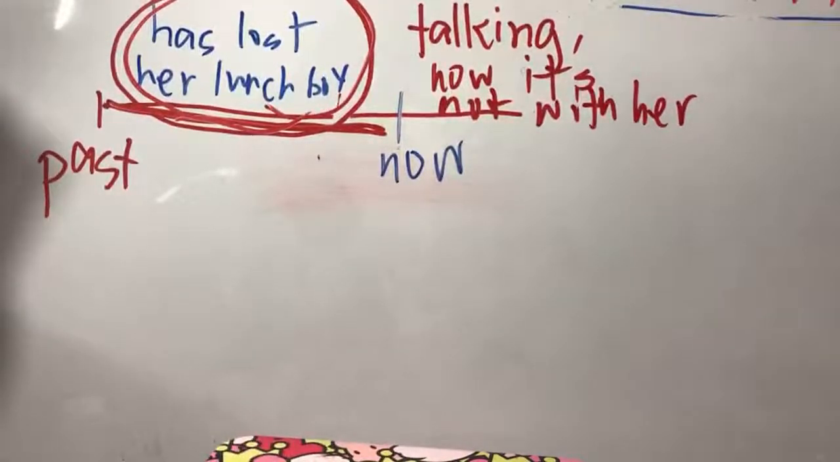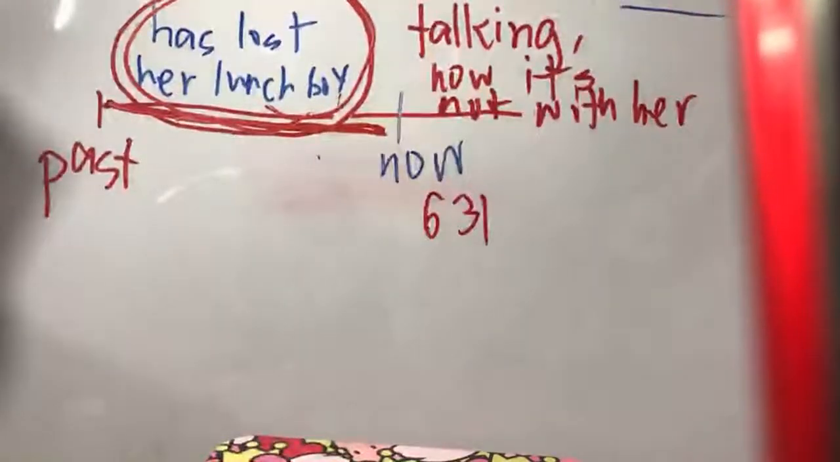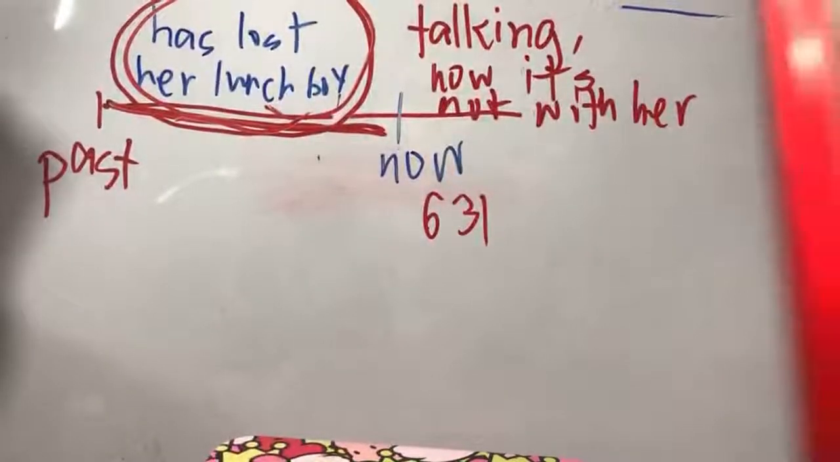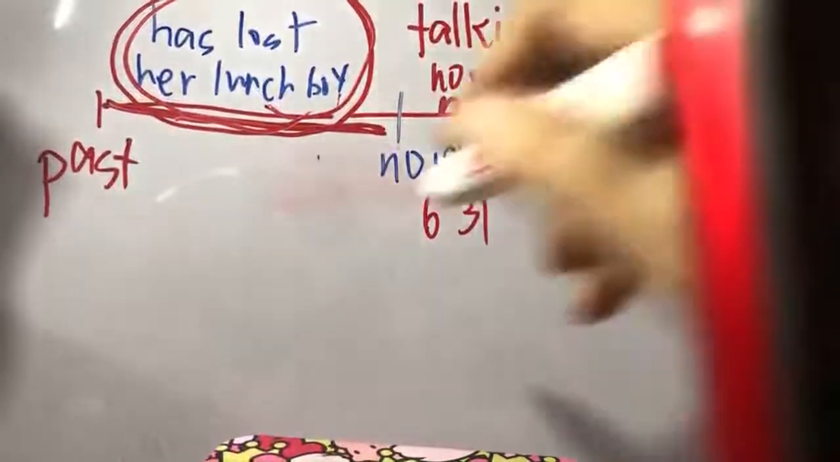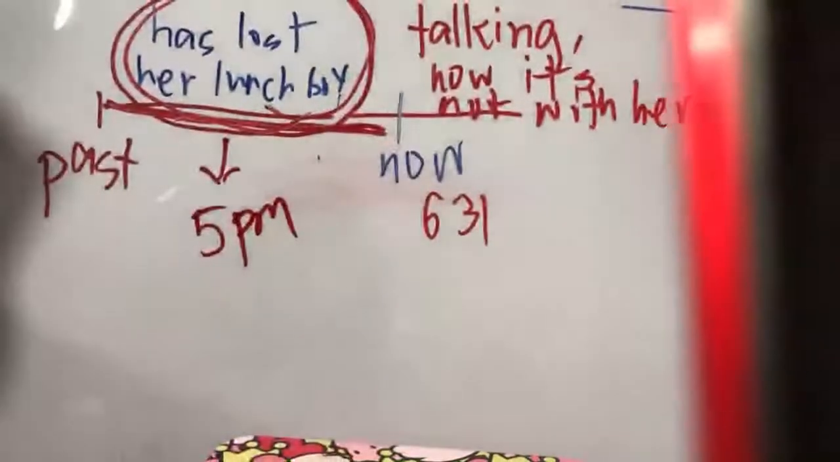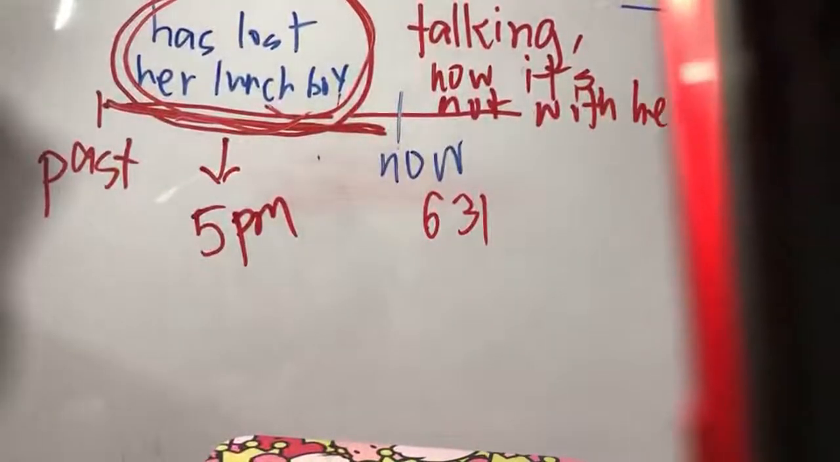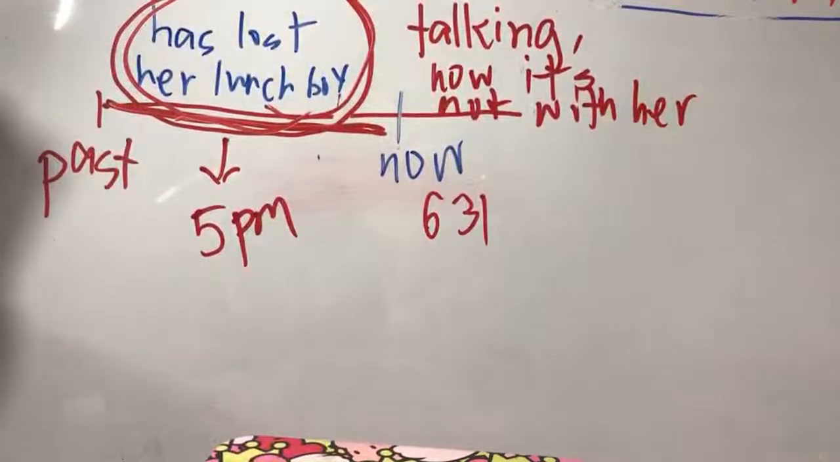So if we're talking now, ima nanji, what time is it now? Okay, so it's 6:31, right? So maybe this one happened at 5 p.m. So just recently. So in this situation, you can use the present perfect.